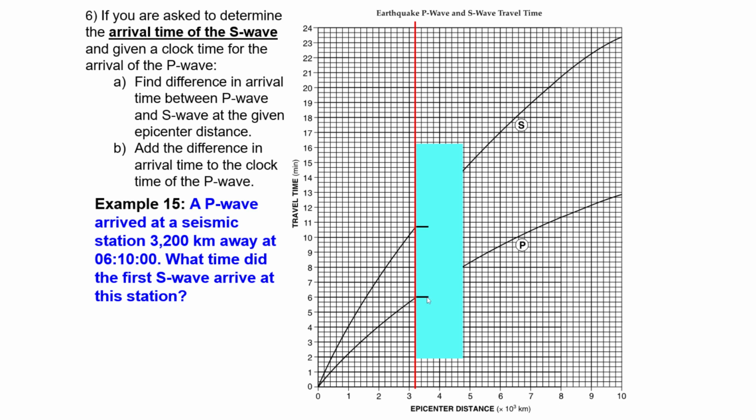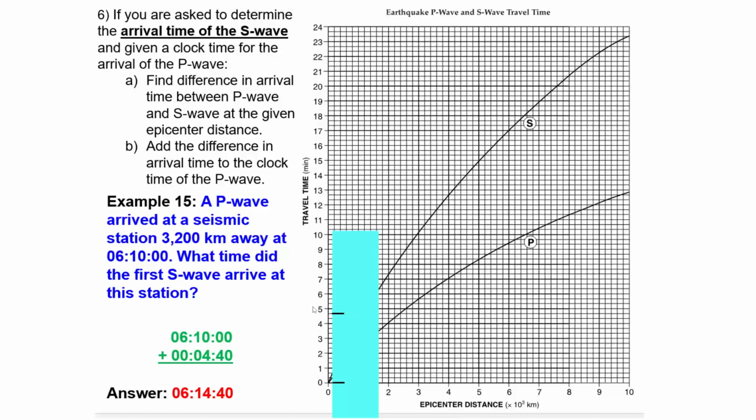Now, to find the time difference from here to here, I'm going to take my scrap paper and align it with my y-axis, making sure that one of my marks is aligned with my zero. And this shows me that the time difference between the P and S wave, when my station is 3,200 kilometers away from the earthquake itself, is 4 minutes and 40 seconds. Now I know my time difference.